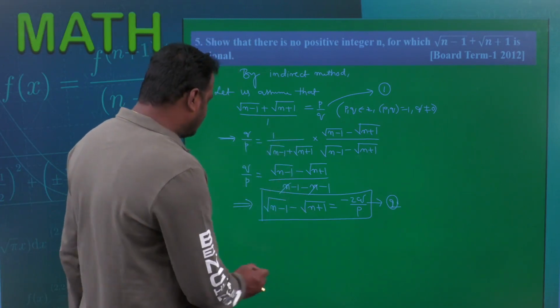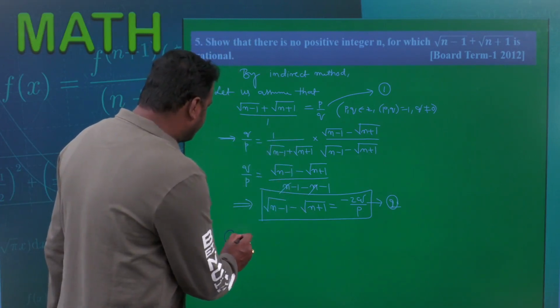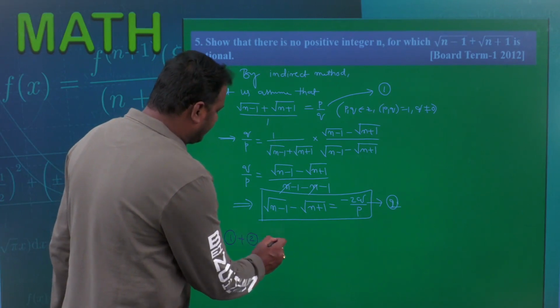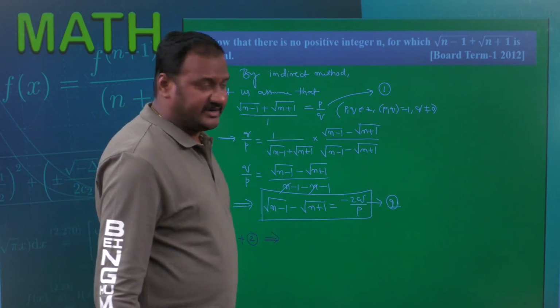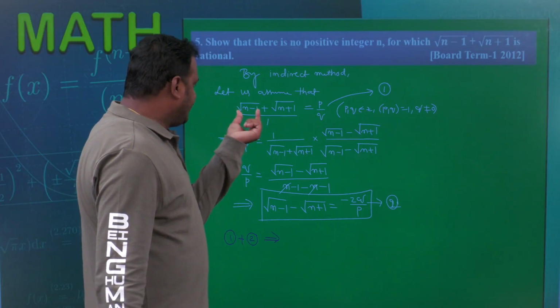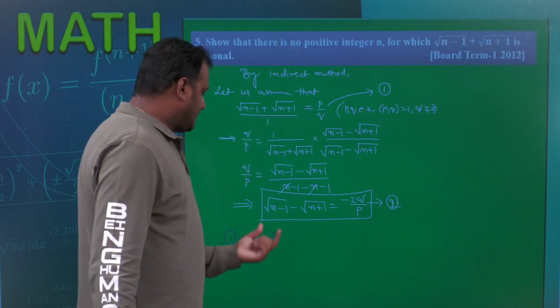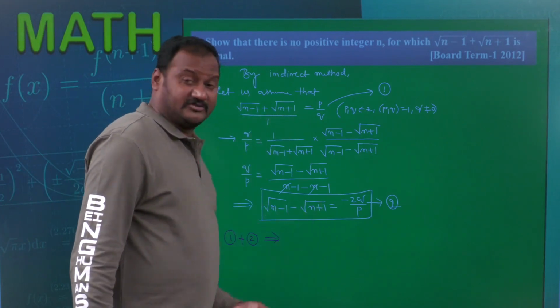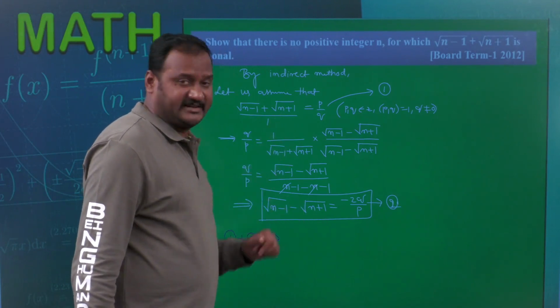See, when I add both the equations, if I add equation 1 and equation 2, root over n minus 1 plus root over n plus 1 plus root over n minus 1 minus root over n plus 1. So minus value and plus value get cancelled.